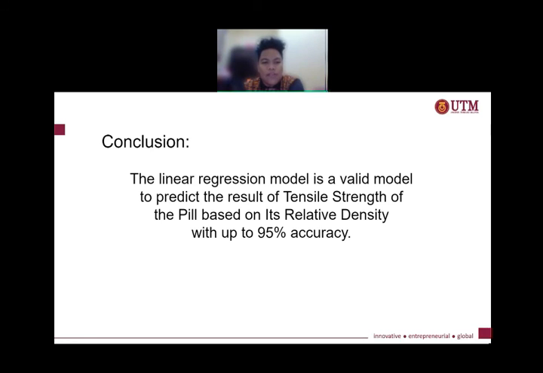And to conclude, the linear regression model is a valid model to predict the tensile strength of the pill based on its relative density with accuracy of 95%.